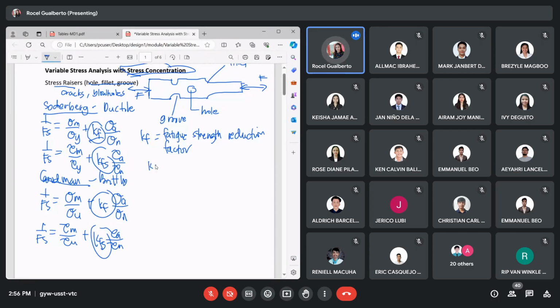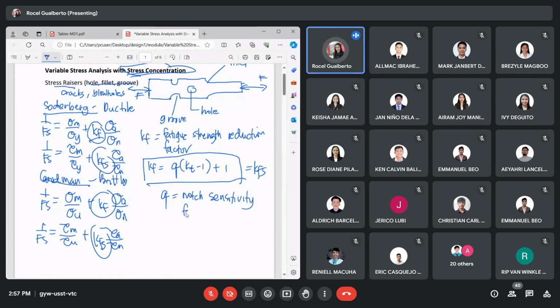So, to obtain the factor, Kf is equal to q times (Kt minus 1) plus 1. Okay? So this is our equation, and this is even equal to your Kfs. They are the same. So what are q and Kt, to obtain your Kf? Those are what was added to Soderberg and Goodman. The q, you call this the notch sensitivity factor.